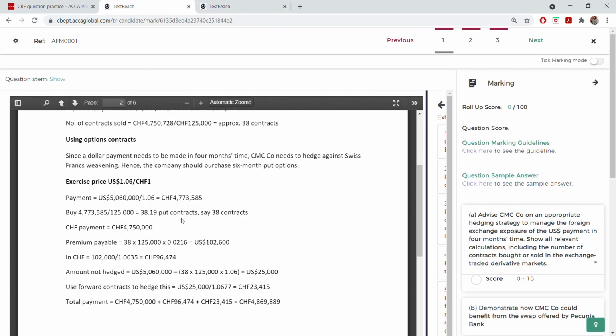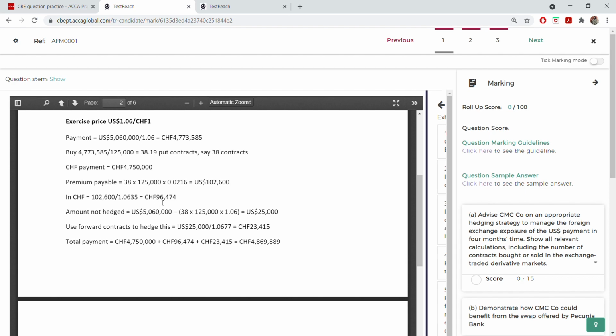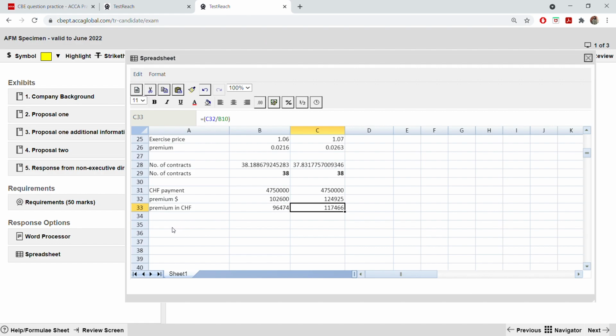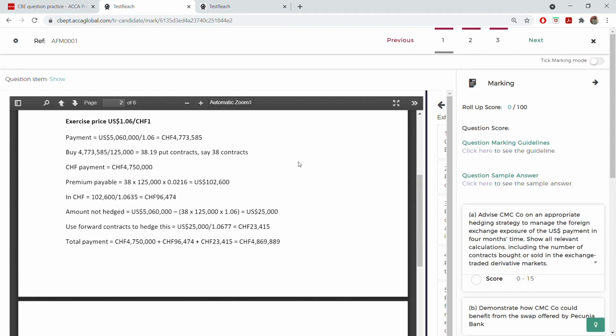After that, what else? Amount not hedged, you have to find out. So amount not hedged, under this one, not this one, because here you are using more contract than required. This one you are using less contract. So what is the difference? You have to find out that difference.